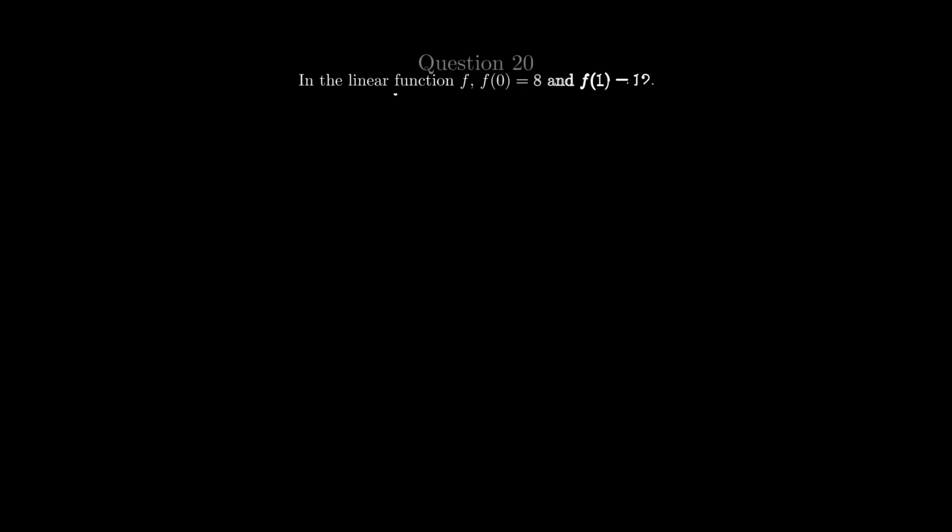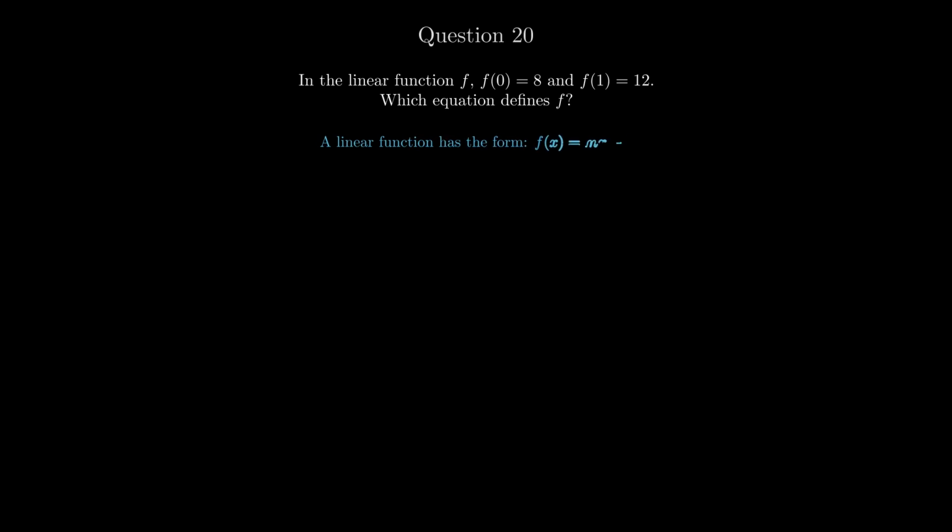In question 20, we are given a linear function f with 2 known points. f of 0 equals 8 and f of 1 equals 12. We need to find the equation that defines f. Any linear function can be written in the form f of x equals mx plus b, where m is the slope and b is the y-intercept. Since f of 0 equals 8, this immediately tells us that the y-intercept b is equal to 8.